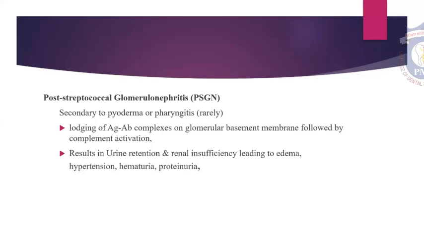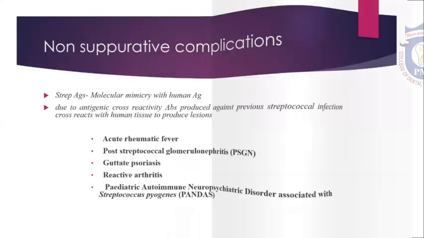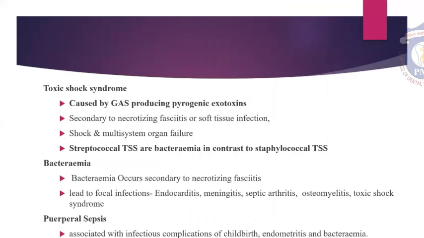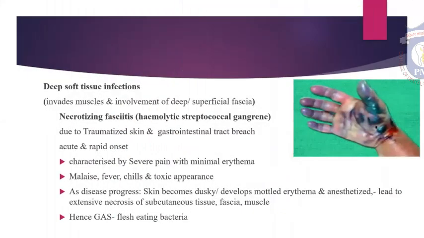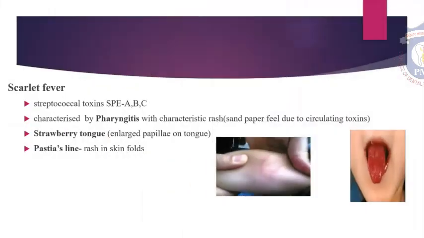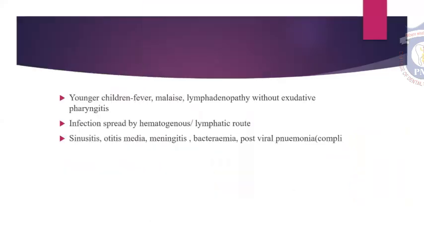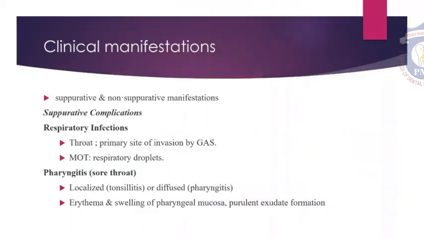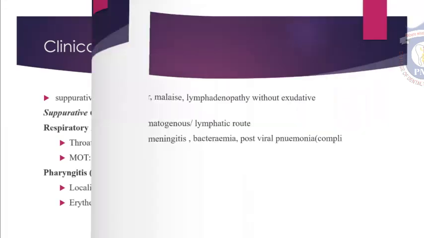So once again, we will repeat. The clinical manifestations of Streptococcus pyogenes can be divided into two, suppurative and non-suppurative complications. Under suppurative complications, the first one is respiratory infection. Under respiratory infections, the primary one is pharyngitis. During respiratory infection, the throat is the primary site and the mode of transmission is through respiratory droplets. The primary respiratory infection is pharyngitis. It may be localized or diffused. Erythema and swelling of pharyngeal mucosa and purulent exudate formation are there.